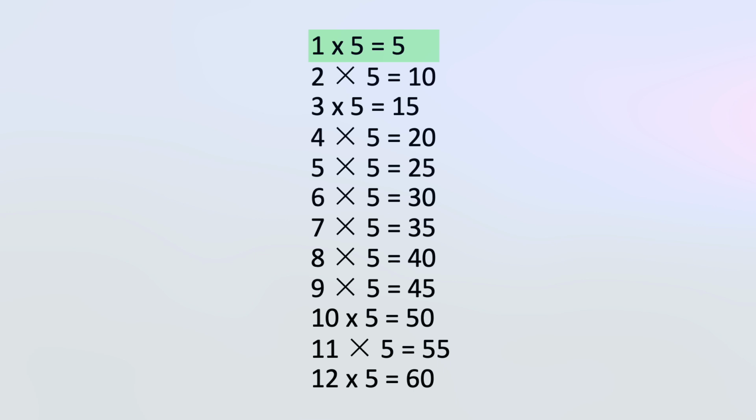1 times 5 equals 5. 2 times 5 equals 10. 3 times 5 equals 15, 4 times 5 equals 20, 5 times 5 equals 25, 6 times 5 equals 30, 7 times 5 equals 35, 8 times 5 equals 40, 9 times 5 equals 45, 10 times 5 equals 50, 11 times 5 equals 55, 12 times 5 equals 60.